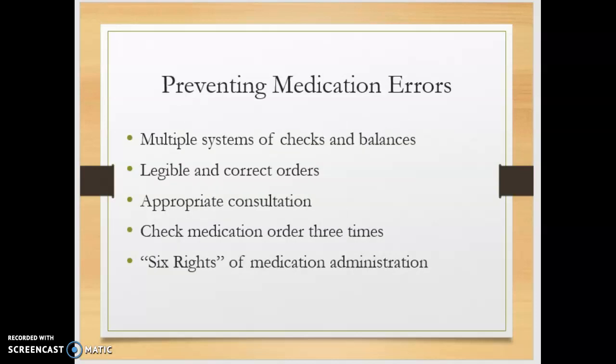So how do we prevent medication errors? There are multiple systems of checks and balances that we use, making sure that we use legible and correct orders, asking for the information, and using appropriate consultation with the provider or with the pharmacist. Check your medication order 3 times. We check it when we look at it the first time to get ready to prepare it. We check it as we're pulling it out of the medication drawer or the Pyxis or wherever we're getting it from. And then we check it again at the patient's bedside.